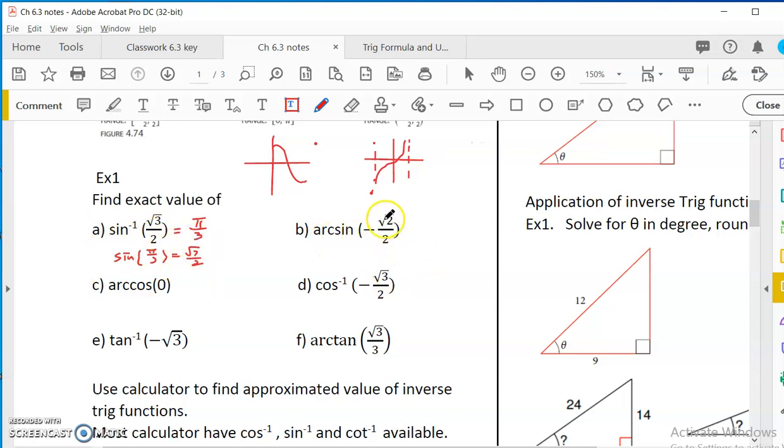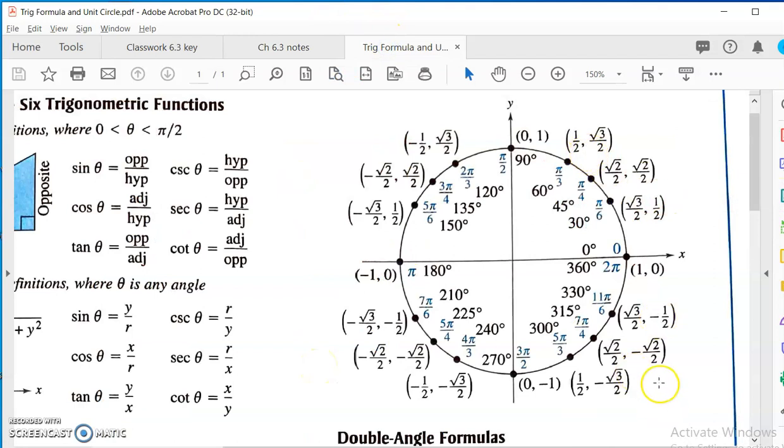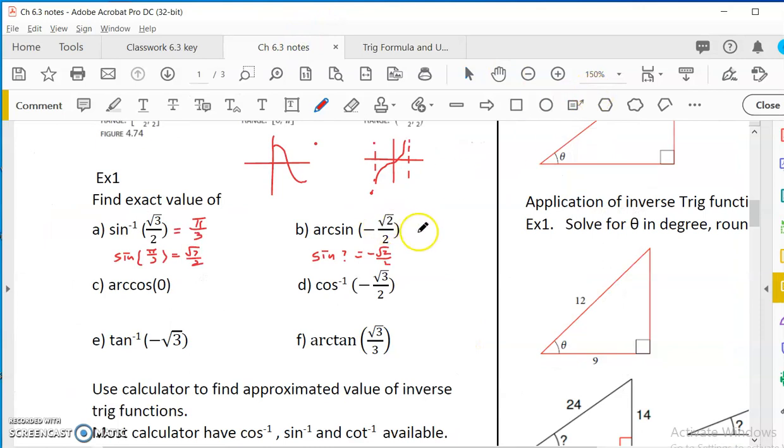Arc sine of negative square root 2 over 2, so that means sine of what is equal to negative square root 2 over 2 in the 2 quadrants that we have chosen for sine, these 2. Oh, it's this one, right? No, we don't say 7 pi over 4. We say it's the negative. This is negative pi over 4. So the answer is negative pi over 4. Whenever you pick the angle in the fourth quadrant, it's called a negative angle.